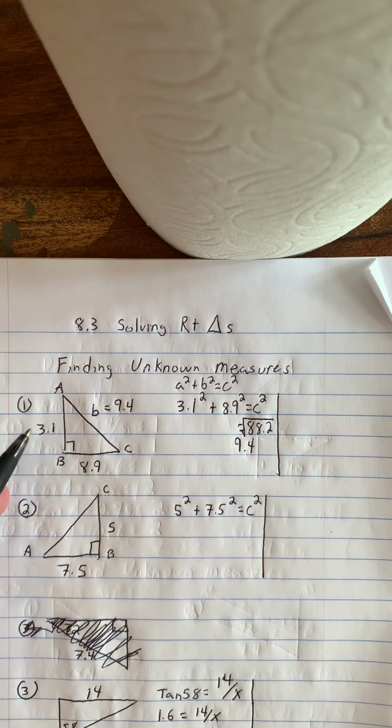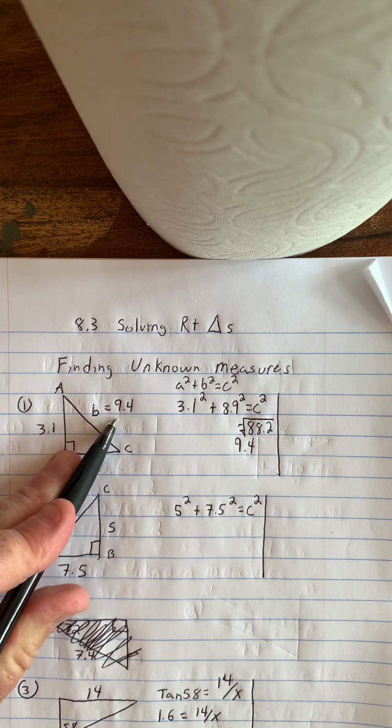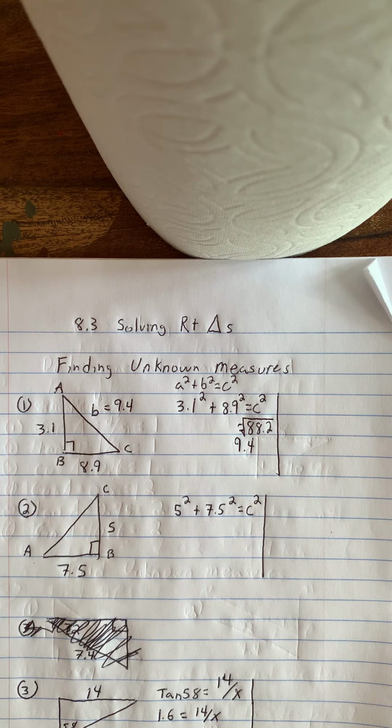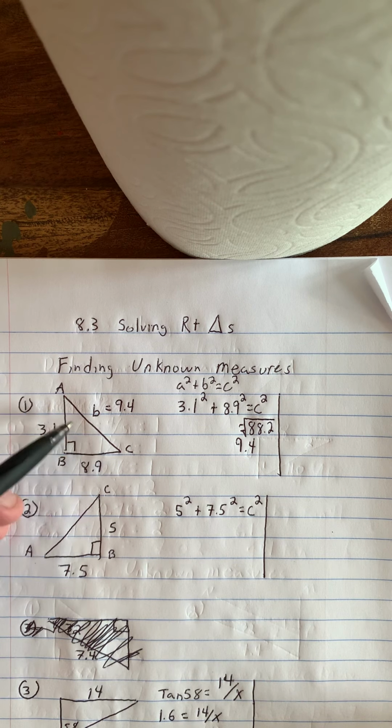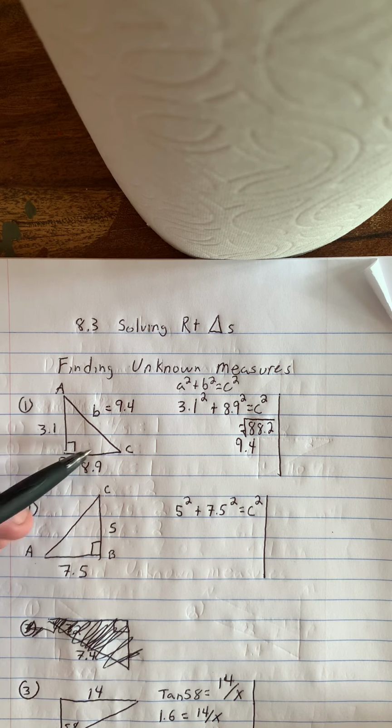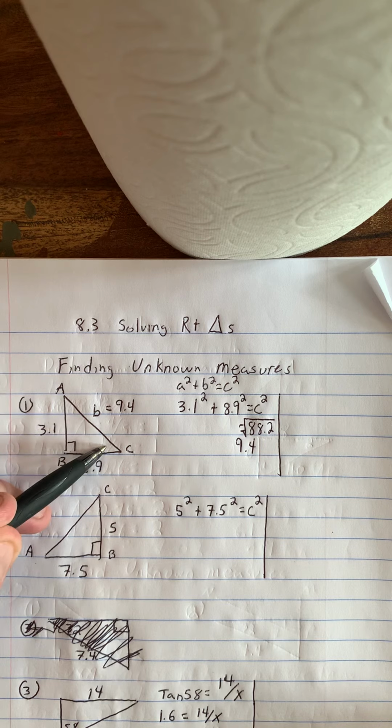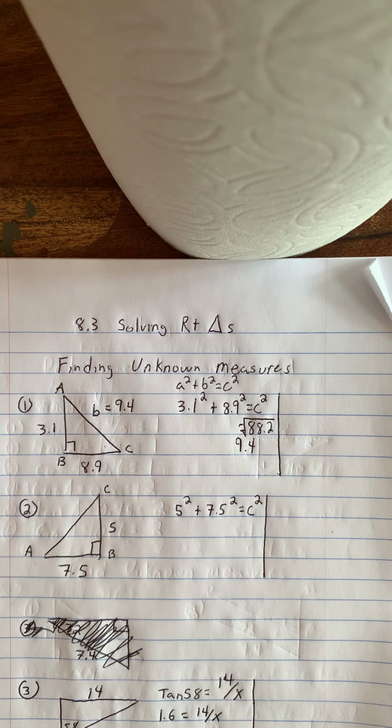A squared plus B squared equals C squared. I got my 9.4. Now, a little tricksy. I gotta figure out just one of these angles because I know a triangle adds to 180. So I know 90. If I find one of these, I can get there. Here's how we do it.